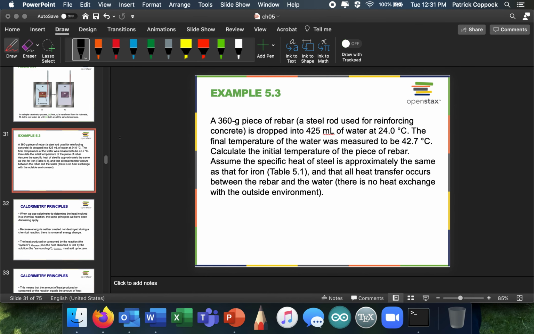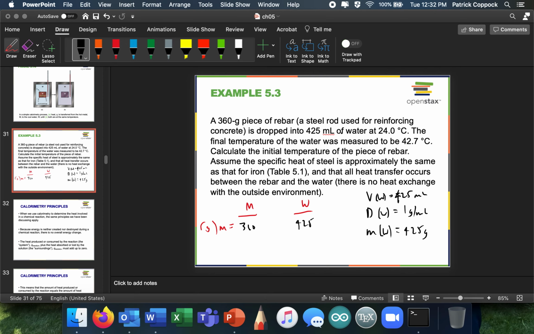So let's look at this example here. It's a little bit elaborate, but I'm going to see if I can get this all in this one slide. I'm going to have a metal and water, okay? And the mass, we'll do this in grams. The mass of rebar, a steel rod used for reinforcing concrete, is 360 grams. 360 grams is dropped into 425 mL of water, right? And we know that if the volume of water is 425 mL, its density is equal to 1 gram per mL. So its mass of water is going to be 425 grams, right? So that'll be 425 grams of water.